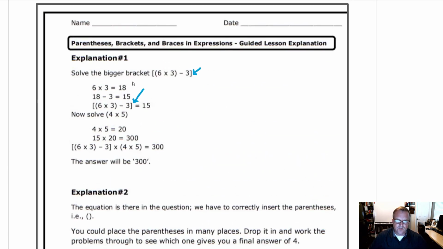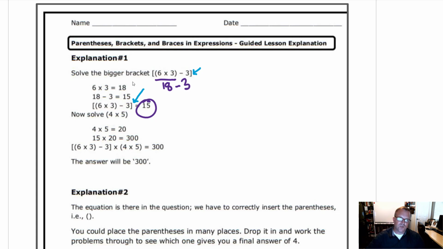Okay, explanation 1, solve the bigger bracket. All right, of course, they want us to solve this whole thing. How would we do that? We would have to solve this piece first. So that would be 18. And then we have to subtract 3. So that will be 15. That's easy peasy lemon squeezy.